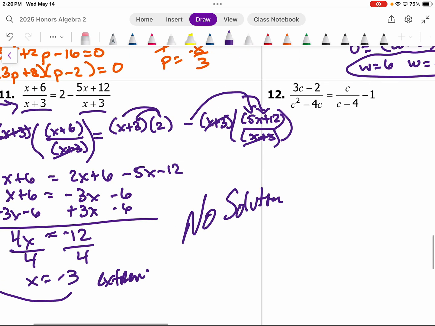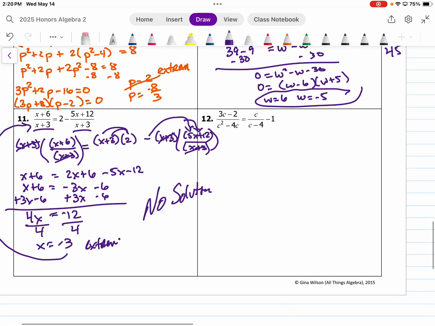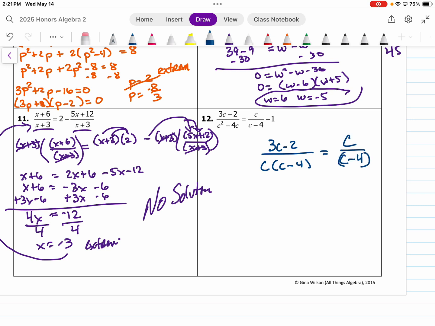All right. Last one. Number 12. Then I'll give you your worksheets for you to start practicing. All right. I'm going to factor out the first fraction. So 3c minus 2 over c times c minus 4. And so c over c minus 4 minus 1.